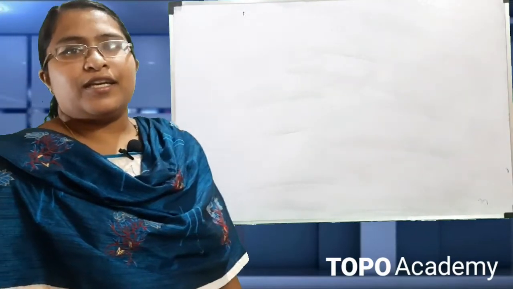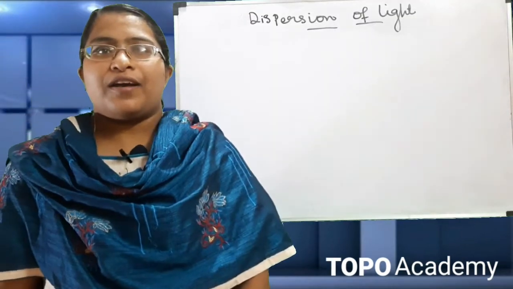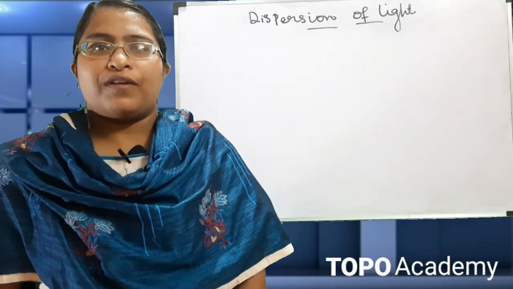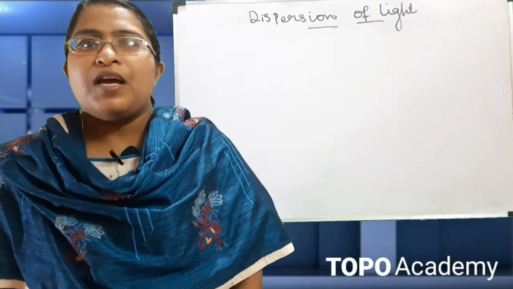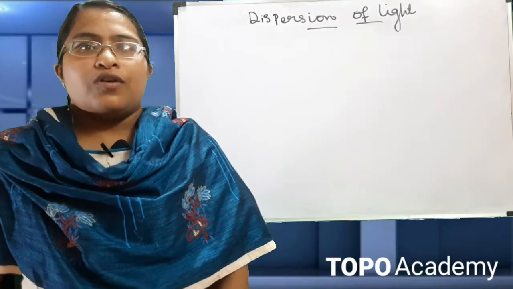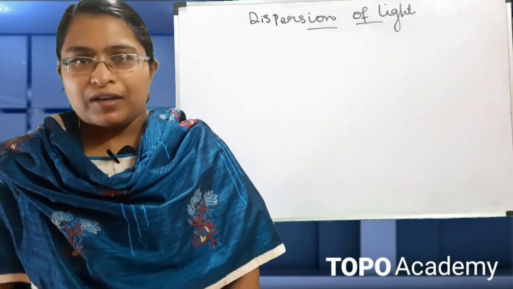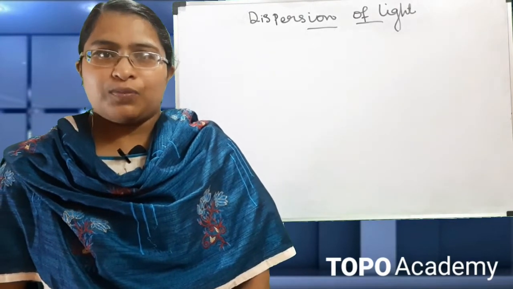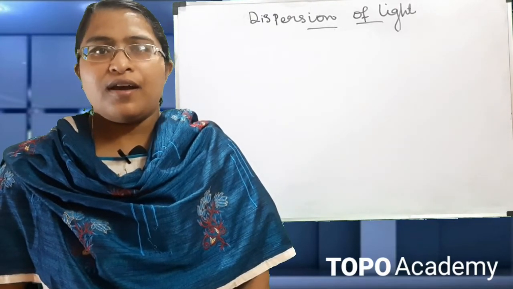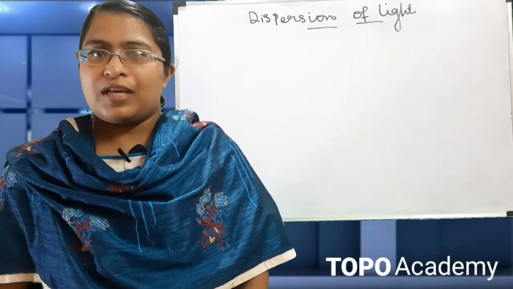Next we have to see is dispersion of light. In 1665, Sir Isaac Newton found that when white light is passed through a glass prism, that white light will split into 7 colors. From that experiment he found that white light is a combination of 7 colors. White light means the light coming from the sun or a bulb is considered as white light.